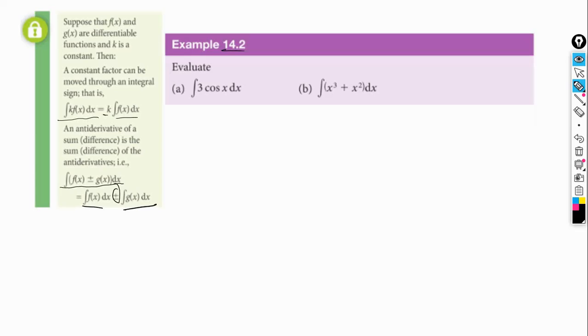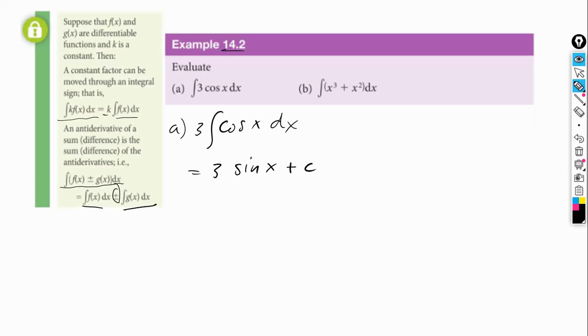Okay, so here we go with letter A, and they ask us to evaluate the integral of 3 cosine of x dx. So notice that we can rewrite this as 3 times integral of cosine of x dx. Then we can find the antiderivative of cosine of x. Remember that would be sine of x, right? Because the derivative of sine of x is cosine of x, so the antiderivative of cosine of x would be sine of x. So this is equal to 3 times sine of x, and don't forget to always add plus a constant c.